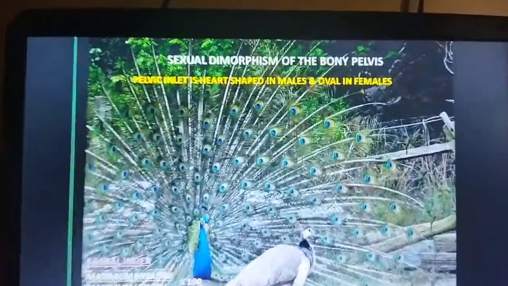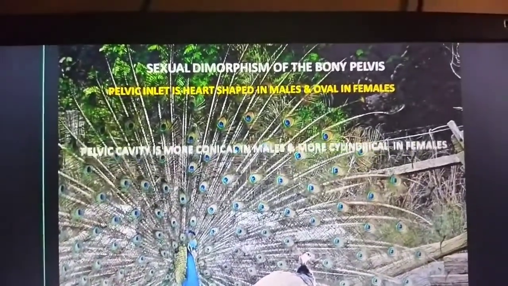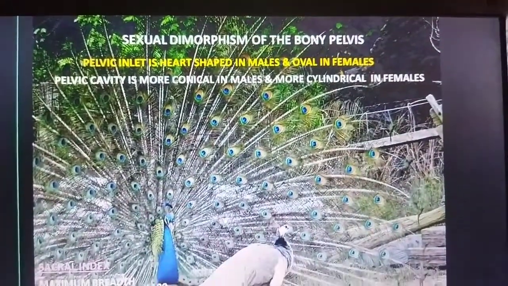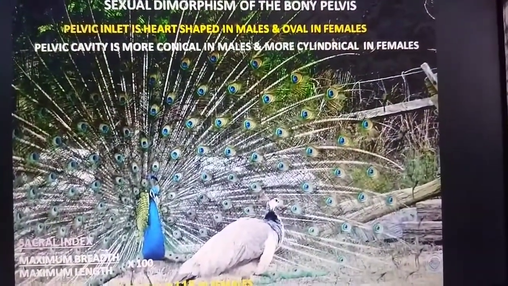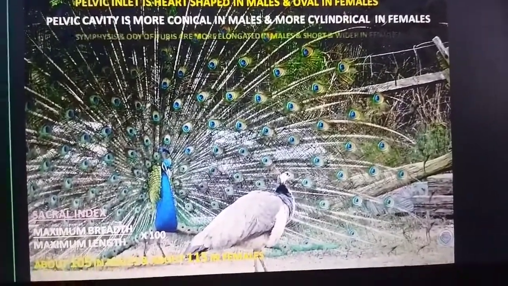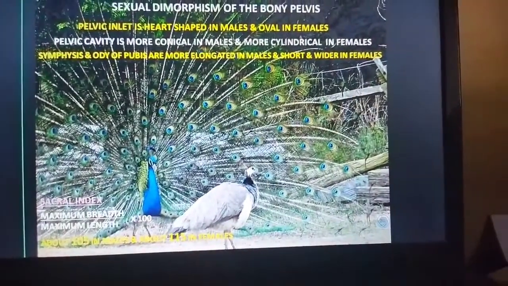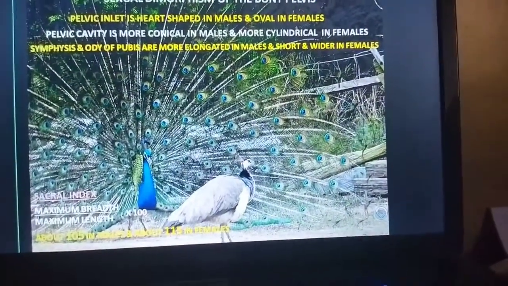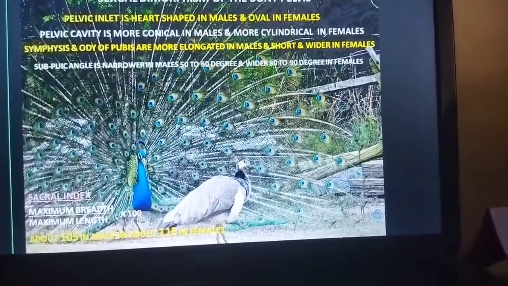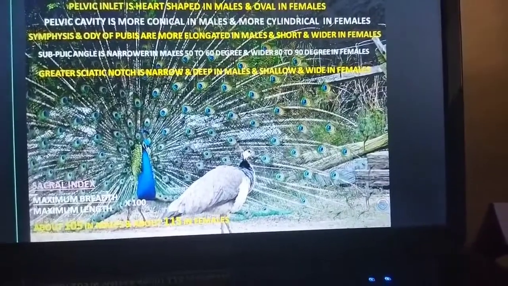The pelvic inlet, we have talked about this several times. Now the sacral index is an important point that you must know. The subpubic angle is another important feature.